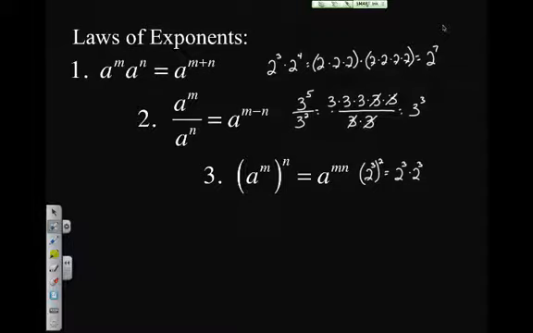By definition, that means you're going to multiply 2 cubed by itself twice. And using our rule from number 1, we add those exponents and we get 2 to the 6th, which is also the exponent 6 is just 3 times 2.